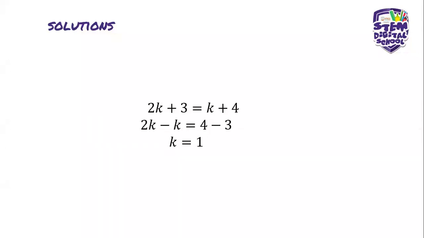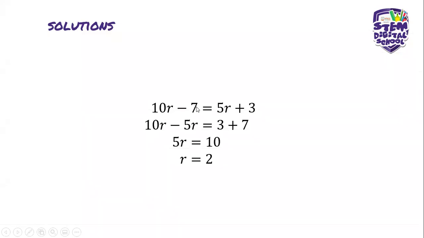Great. So now we proceed with the next one. 10r minus 7 is equal to 5r plus 3. In the same way, we have to collect the like terms. Very important. The most important thing to remember is that if you take a number from the left-hand side to the right-hand side, it definitely has to change the sign.